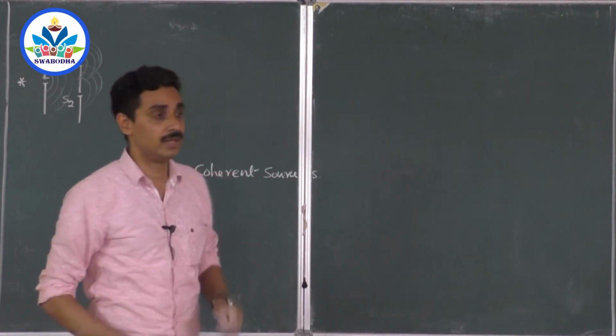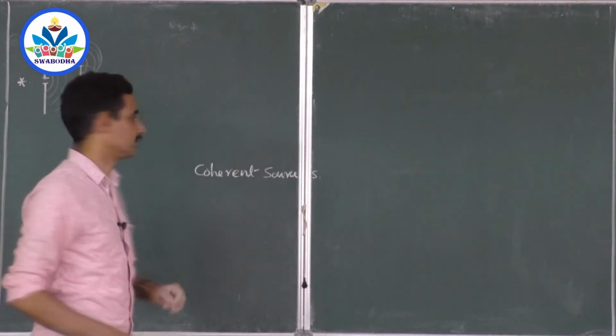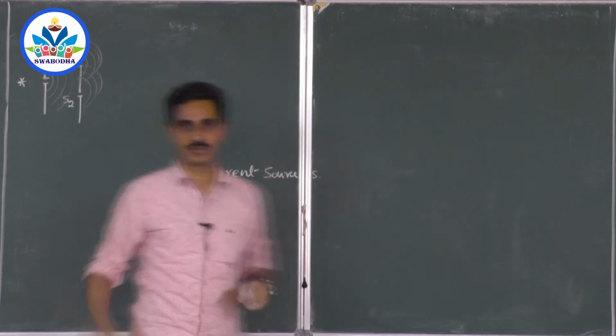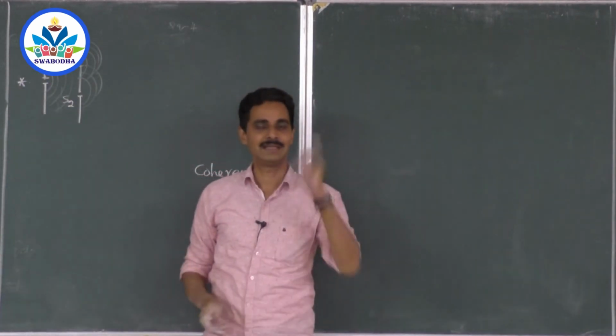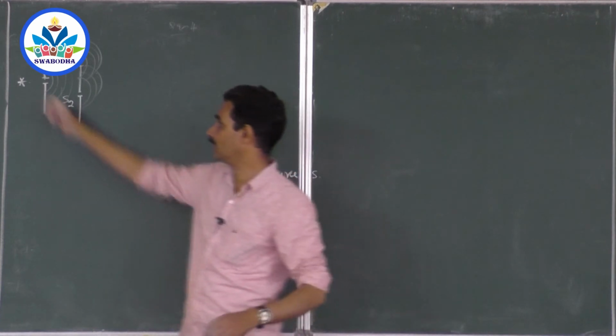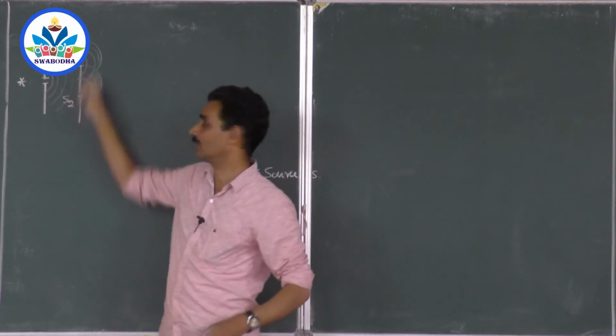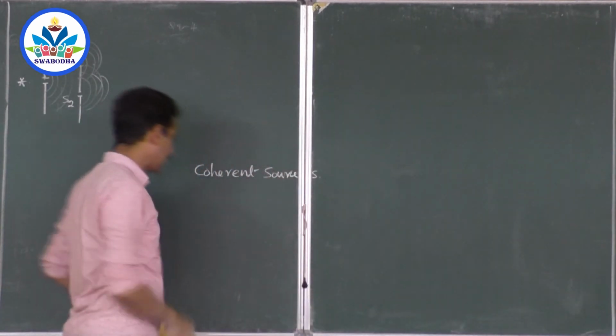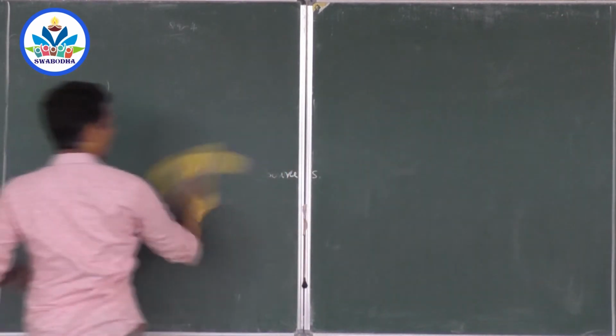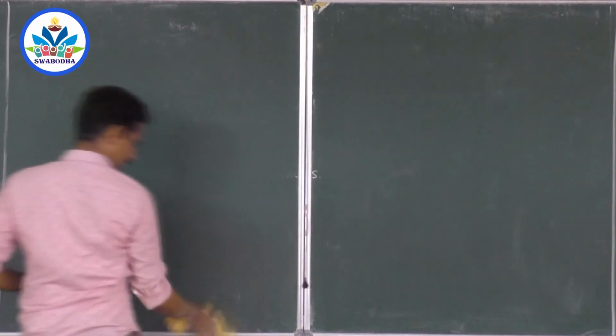They are not coherent. So if you want to get coherent sources, divide a single source into 2 sources. You split it into 2 sources, then they act like coherent sources. These 2 act like coherent sources of light, they interfere, and they produce an interference pattern. Now we will analyze it. We will analyze Young's double slit experiment.